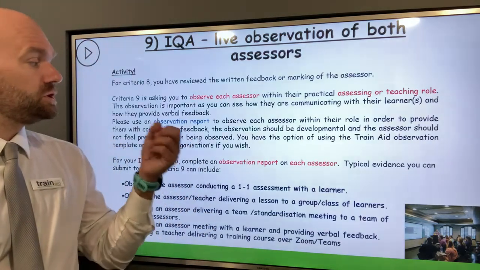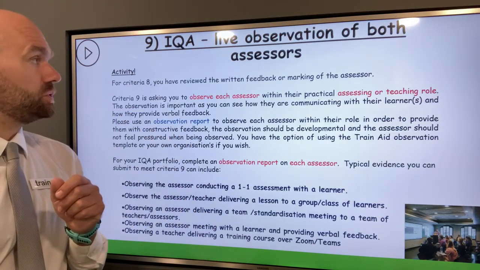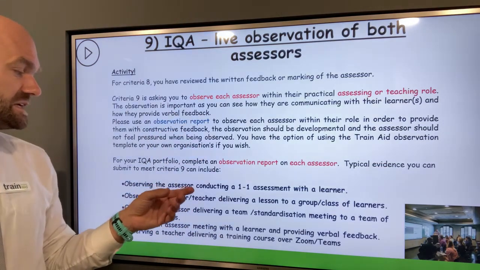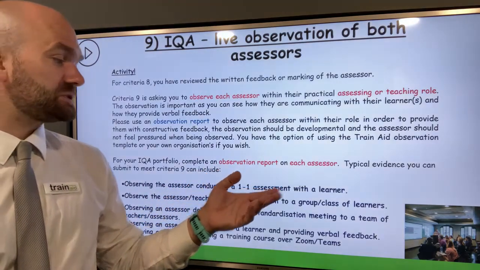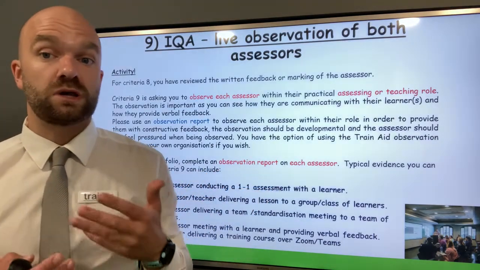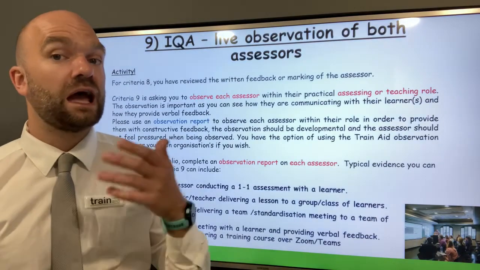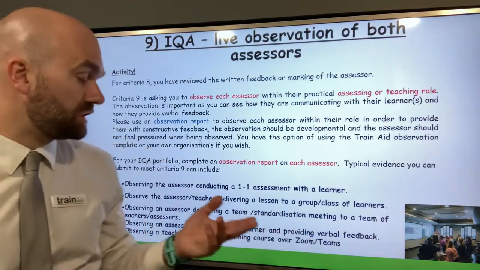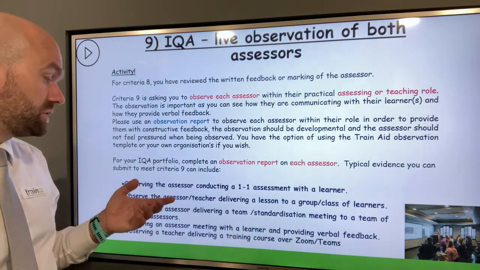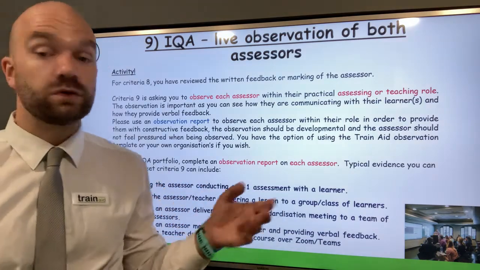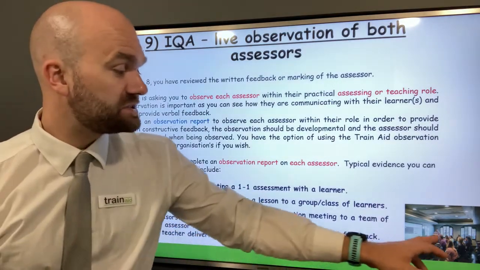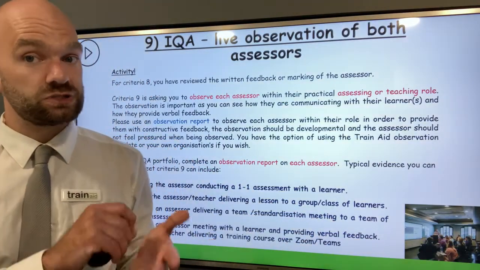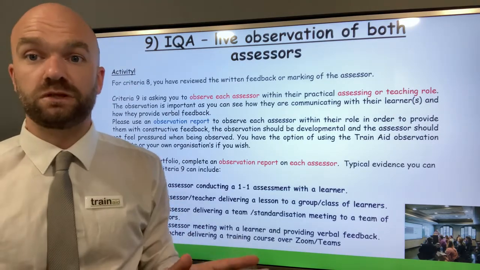In terms of what you observe for your IQA criteria 9 is very much down to you. So for example, you could observe the assessor conducting a one-to-one assessment with a learner. You could perhaps just observe how they interact with the learner, how they assess, and also if you work perhaps within the world of education, perhaps you could observe a teacher delivering a lesson to a group or a class of learners. So perhaps sitting at the back of a classroom, observing with your own company's or organisation's observation form and filling that out, that's absolutely fine.